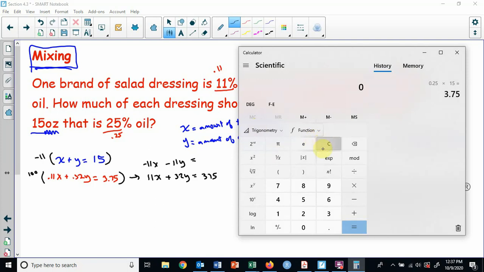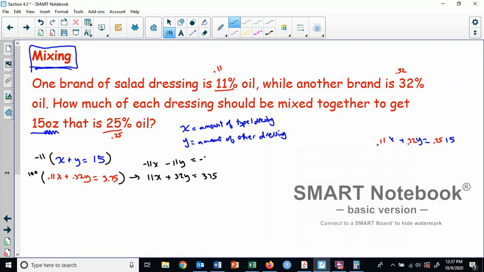So let's clear this out. 15 times negative 11 is, whoops, it didn't get the negative. Negative 165. Okay, so now we can finally go about doing our elimination. You add them together, the x's eliminate. Negative 11 plus 32, that is 21y equals, and when we add these together, negative 165 plus 375 is 210. Yeah, 210. And so then I can simply divide by 21.